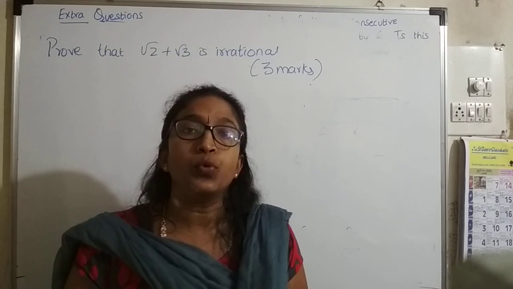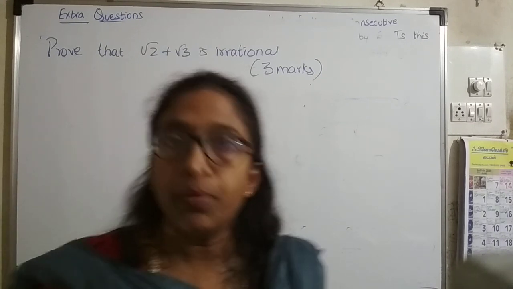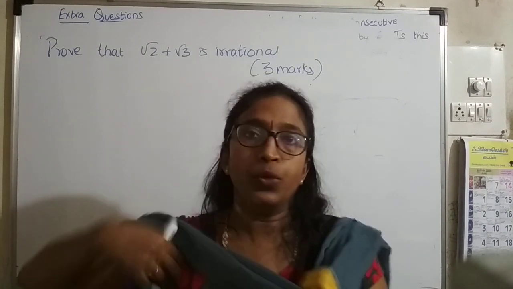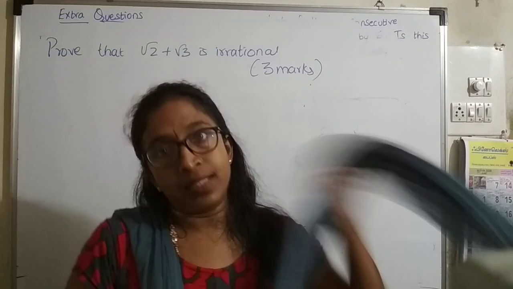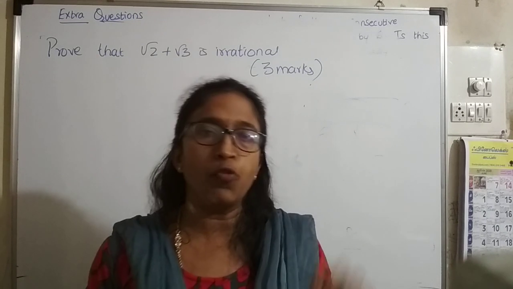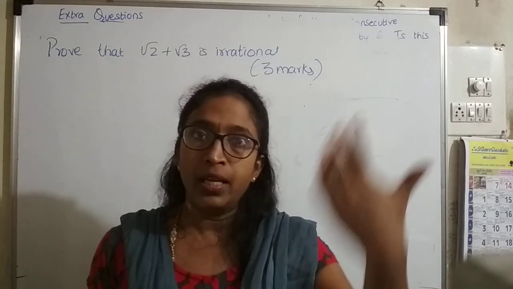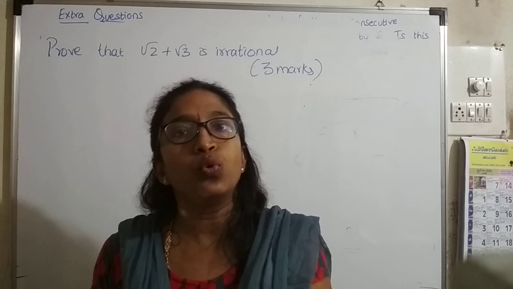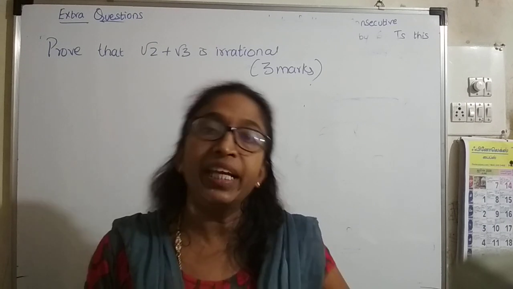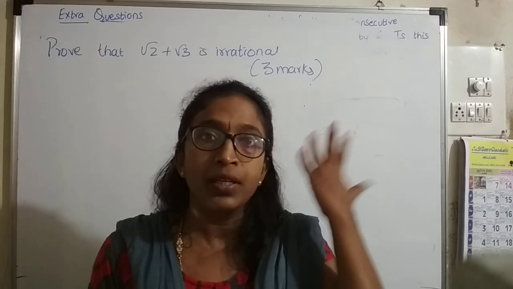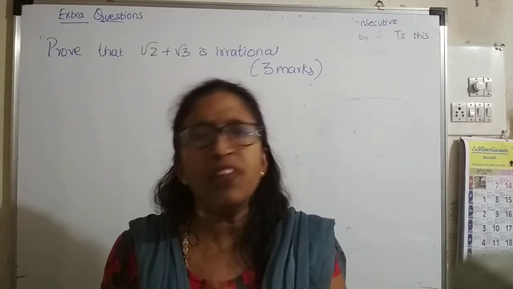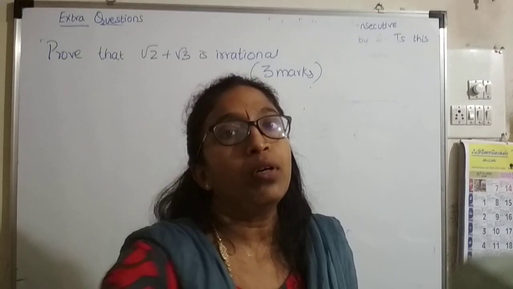Prove that root 2 plus root 3 is irrational. Again, I am telling you, this question will only come for 3 marks. Don't get confused. If it comes for 4 marks, though it has never come, then you prove the theorem of root 2 as irrational, and you write similarly we can prove root 3 also irrational. Some students, if it comes for 4 marks, you prove either root 2 or root 3, any one of them, as irrational.